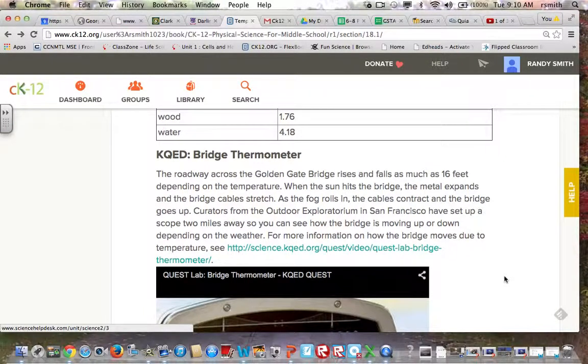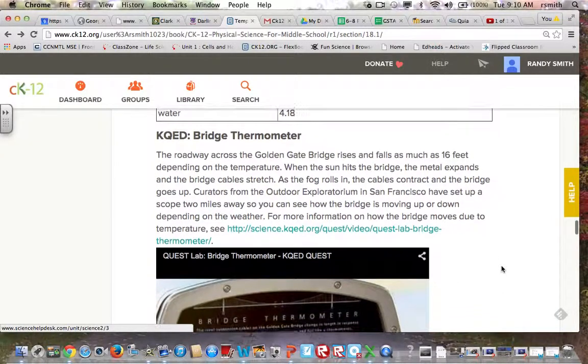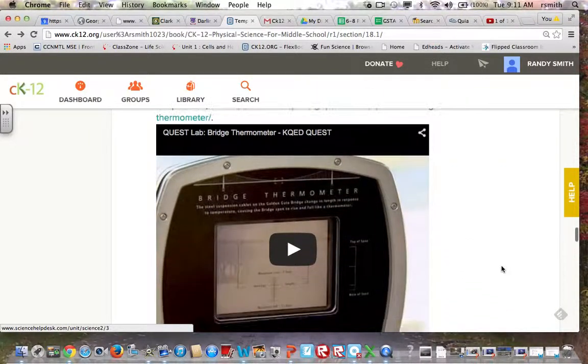The KQED bridge thermometer. The roadway across the Golden Gate Bridge rises and falls as much as 16 feet depending on the temperature. Remember when I was talking about the bus? As the fog rolls in, the cables contract and the bridge goes up. Curators from the Outdoor Exploratorium in San Francisco have set up a scope 2 miles away so you can see how the bridge is moving up or down depending on the weather. So let's take a look.